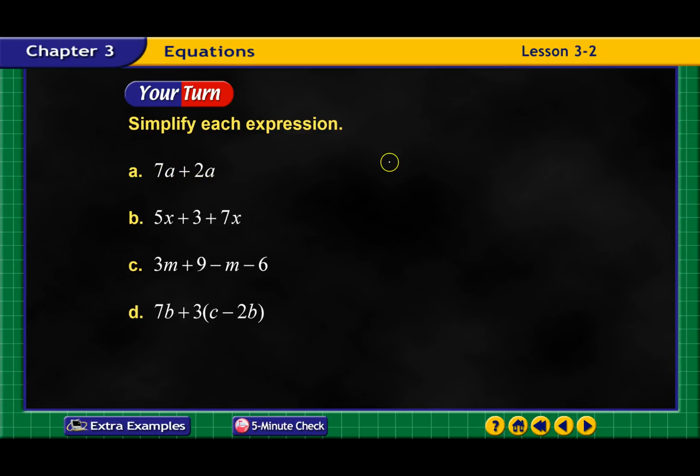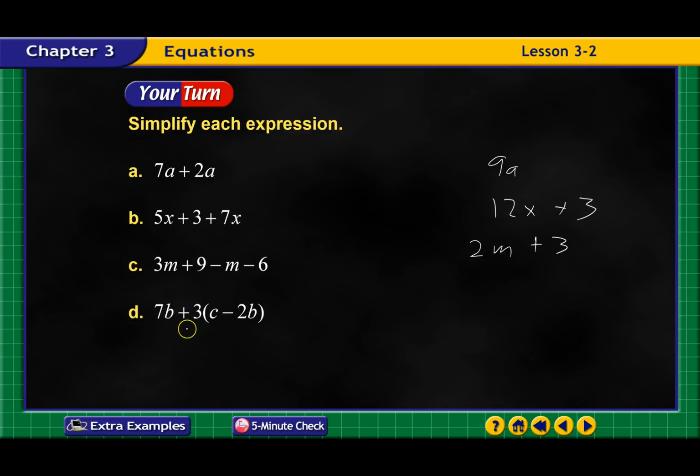7a plus 2a would be 9a's. The only combined like terms here are the ones with x, so 5 plus 7 is going to give me 12x's, so 12x plus 3. Like terms would be m and m. So 3m's minus 1m would be 2m's. And then 9 minus 6 would be positive 3.